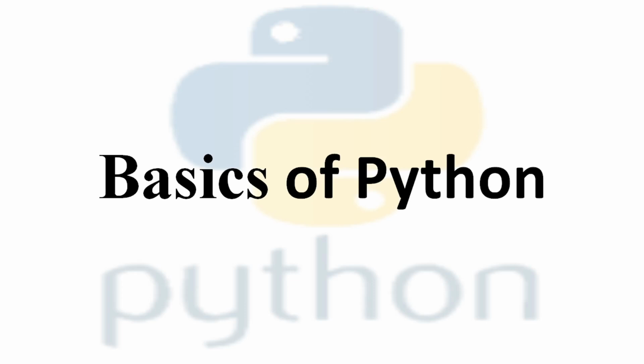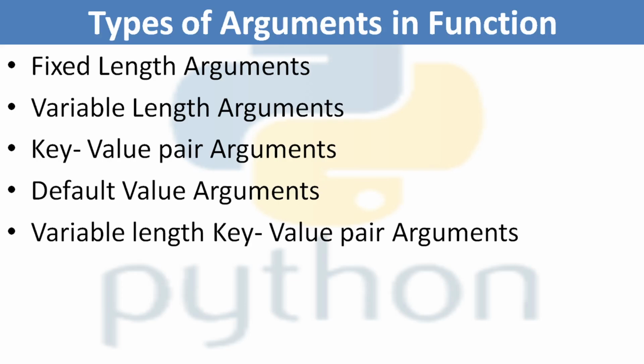In my last video, I discussed functions in Python. Today we will discuss types of function arguments in Python. There are different types of arguments passed in a function. First is fixed length arguments, second is variable length arguments, third is key value pair arguments, fourth is default value arguments, fifth is variable length key value pair arguments. We'll see them one by one in our Spyder IDE.